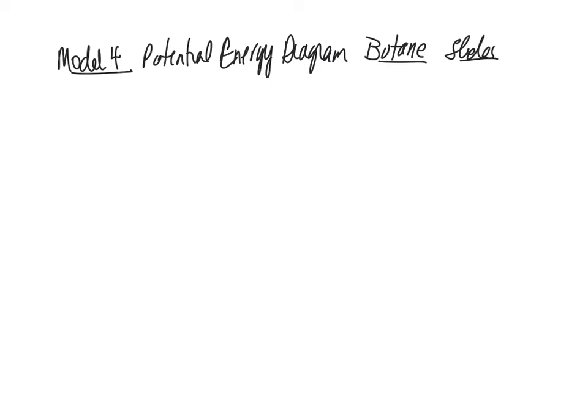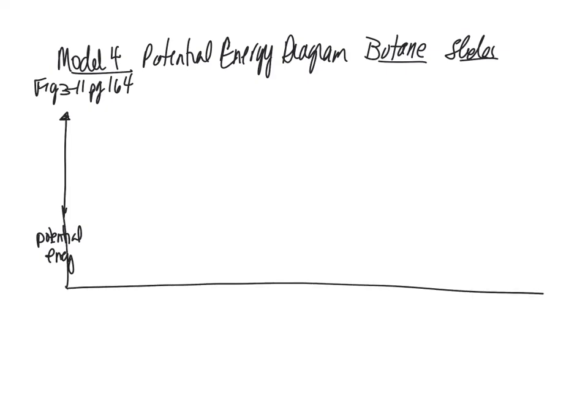So butane's so important that we're going to change this model a little bit, and this is actually figure 3.11, page 164 in your book. Sometimes I've seen this potential energy diagram on the American Chemical Society exams. Potential energy is on your y-axis, and then on your x-axis you have this energy diagram. I think it's important for you to learn how to read energy diagrams.